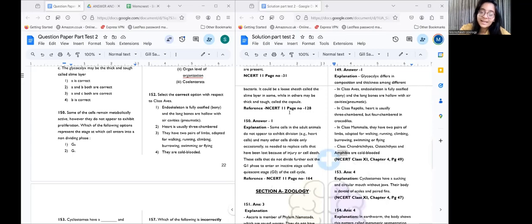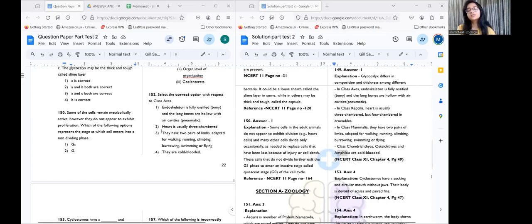We can see the first option is that endoskeleton is fully ossified. That is, it has bones, right? It has become bony. It's not fibrous. It's not a tissue. It has become bony. And the long bones are hollow with air cavities. That is, they are pneumatic. Does this option seem correct? Yes, obviously it does because the bones of humans are also ossified, right? And the bones of birds are also ossified. Then why can't humans fly? Is what you must be wondering. Humans cannot fly because our bones do not have hollow cavities, whereas birds have hollow cavities which are pneumatic, hence allowing them to fly.